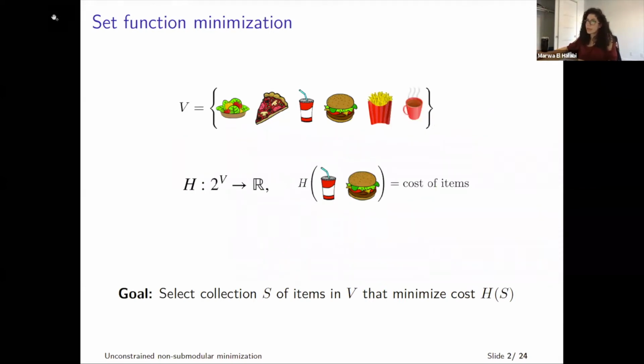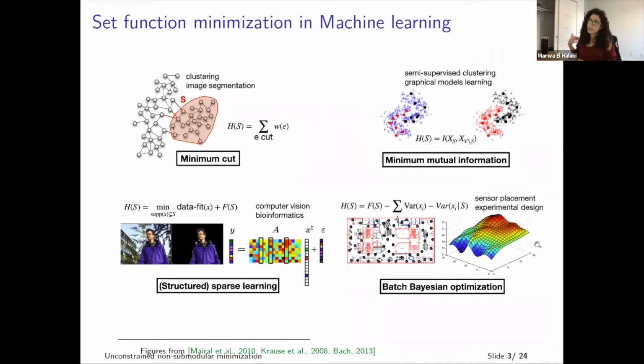All right, so the problems we will be looking at are problems where we're minimizing some set functions. We have a ground set of elements V, and a function H, which takes a subset of these elements and assigns real values to it, which represent the cost of these items. The goal is to select a collection S of items in V that will minimize our cost. The reason we're interested in solving these problems, especially coming from a machine learning background, is that a lot of problems in machine learning can be formulated as these sort of subset selection problems.